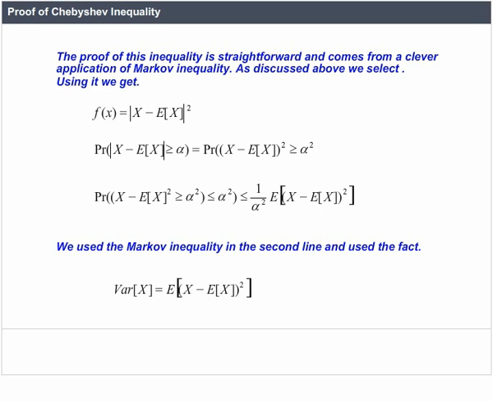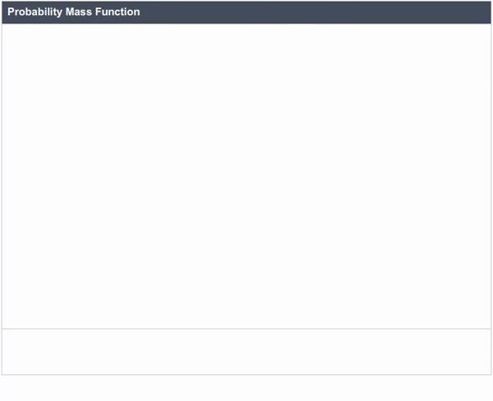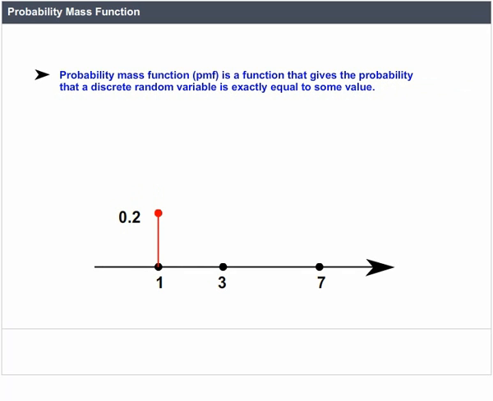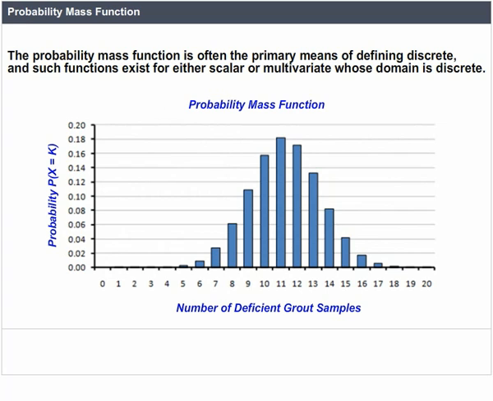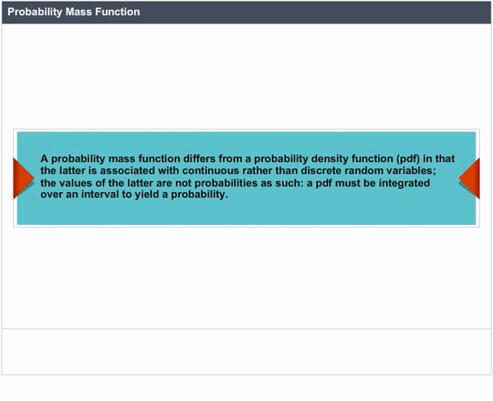Probability mass function. The probability mass function is a function that gives the probability that a discrete random variable is exactly equal to some value. The probability mass function is often the primary means of defining discrete distributions, and such functions exist for either scalar or multivariate random variables whose domain is discrete. A probability mass function differs from a probability density function in that the latter is associated with continuous rather than discrete random variables. The values of the latter are not probabilities. As such, a PDF must be integrated over an interval to yield the probability.